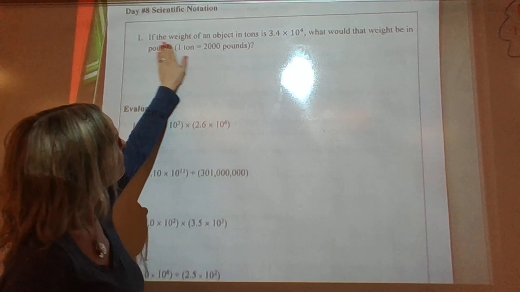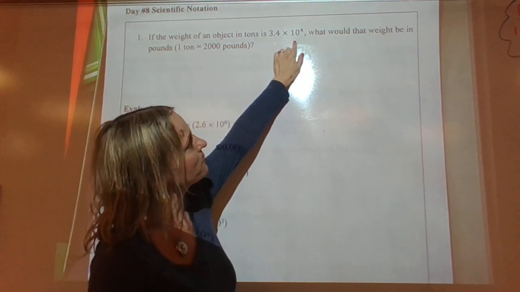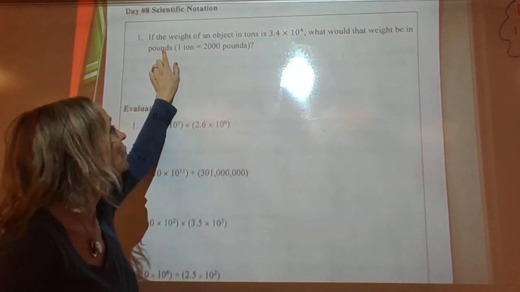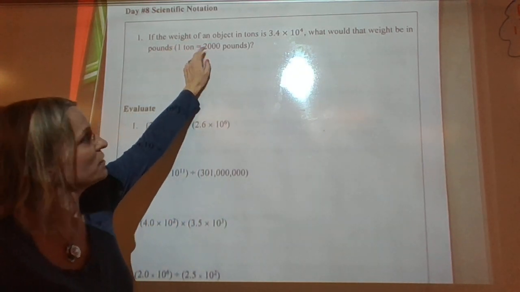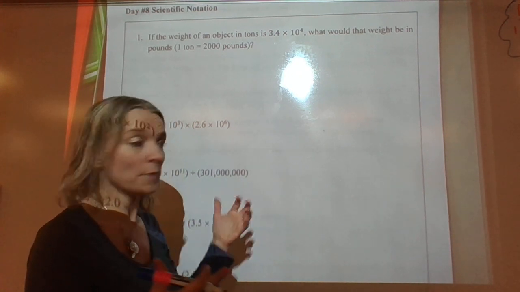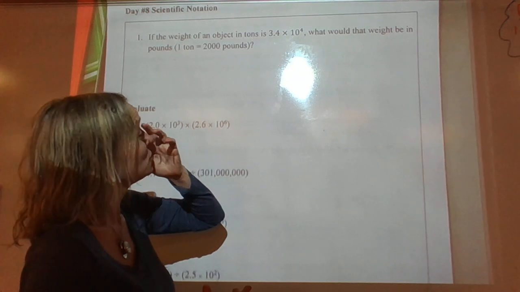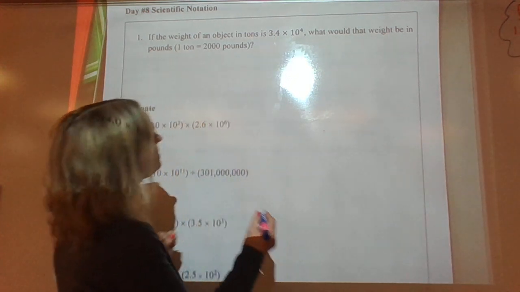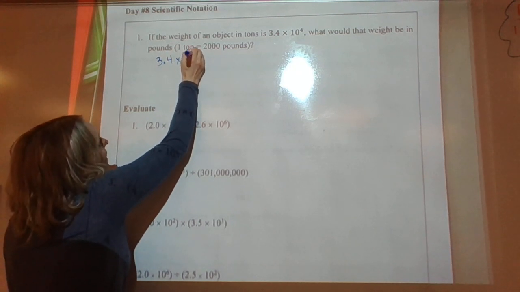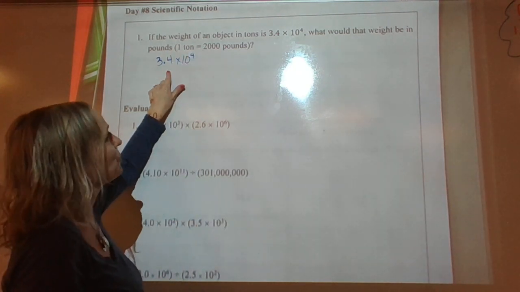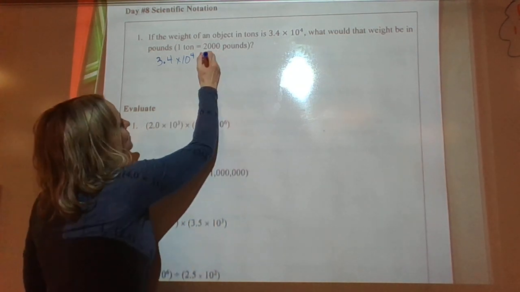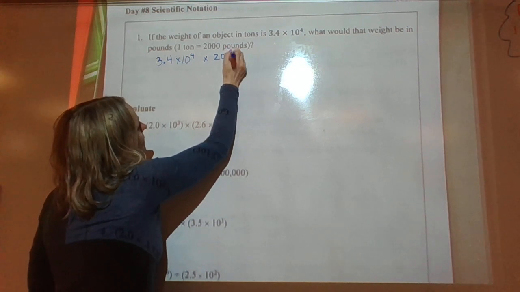So this question says, if the weight of an object in tons is 3.4 times 10 to the 4th, what would the weight be in pounds? And we know that 1 ton is equal to 2,000 pounds. So I'm going from tons to pounds, okay? There's going to be a lot more pounds in every ton. So I want to take the weight in tons, 3.4 times 10 to the 4th, and multiply it by how many pounds are in a ton to figure out how many pounds this is going to be. So I'm going to take that times 2,000.